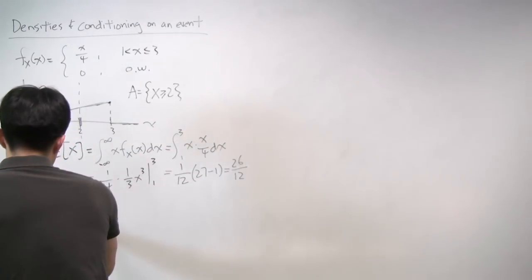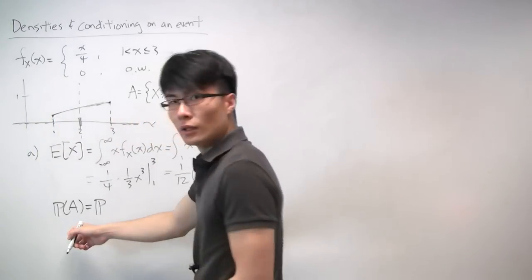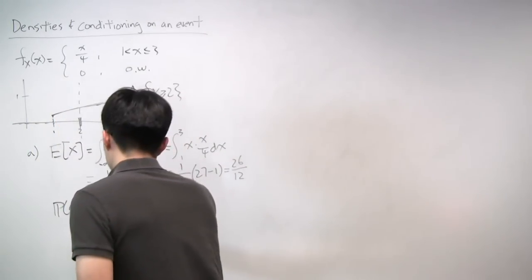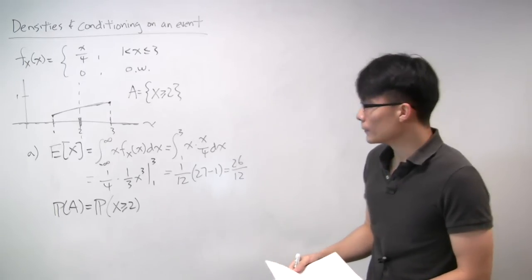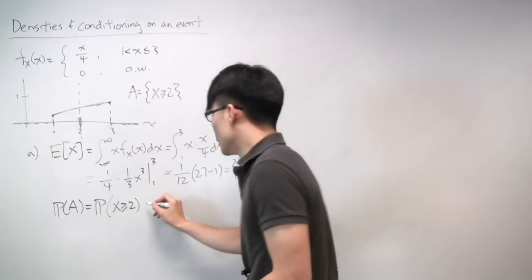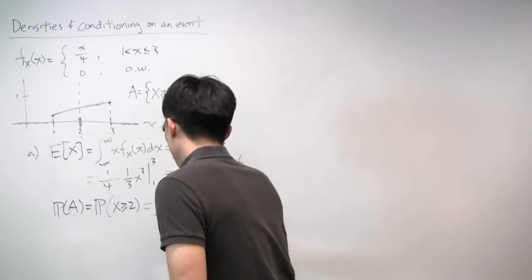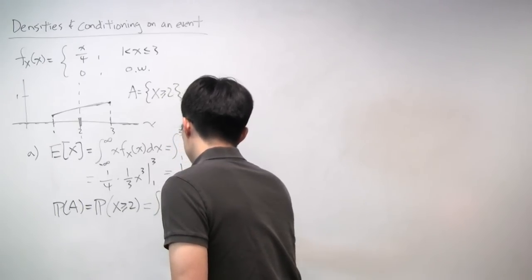The next thing to calculate is the probability of this event. The probability of the event A, which we can also write as the probability that this random variable is at least 2. All right. Now, how do you calculate the probability the random variable is at least 2? It's just a matter of integrating the density.